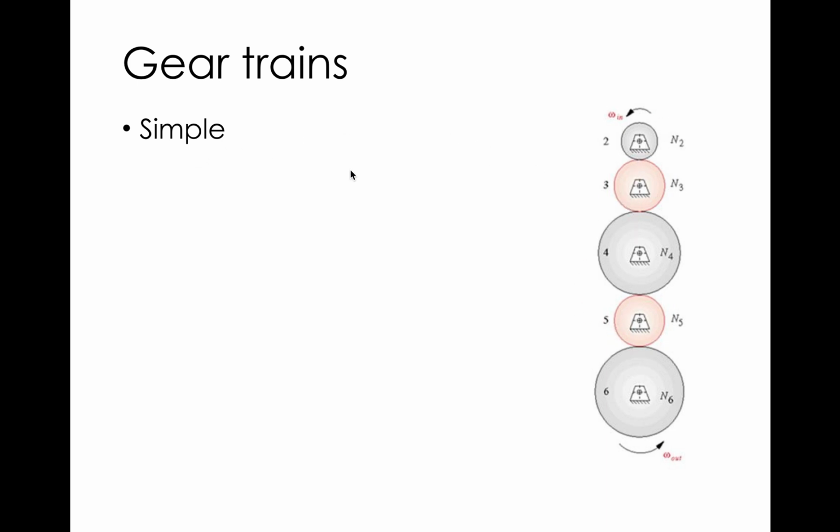So a simple gear train is where we have an input gear, we have an output gear, and then there's just one gear in between. So in the next, we'll go from here to here to here to here to here, and we don't have gears on common shafts. That would be a compound gear train.